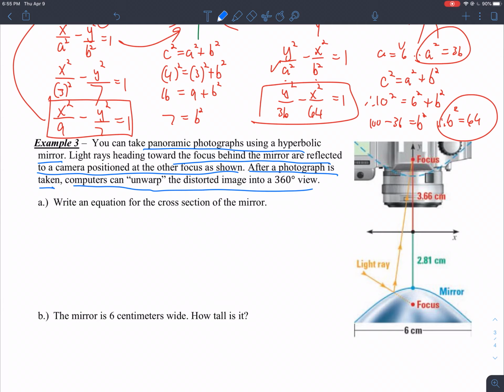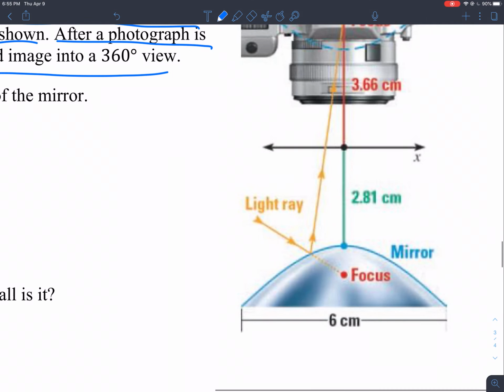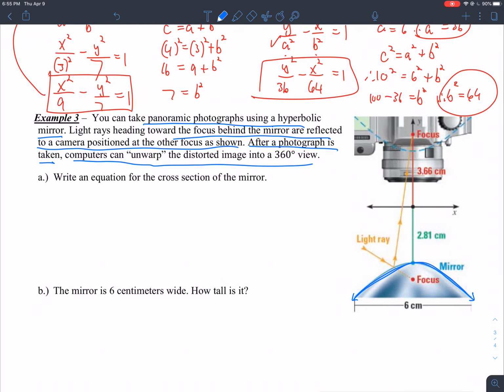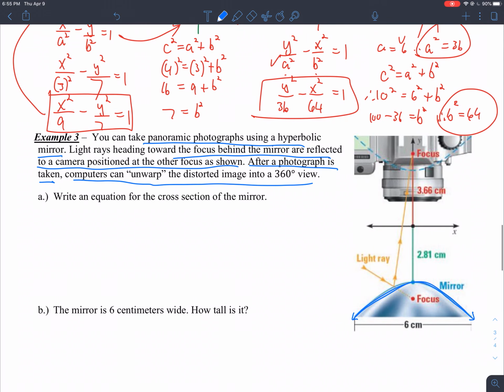Write an equation for the cross section of the mirror. Okay, so here's the mirror. I'm writing an equation for the cross section. So basically I'm writing an equation for this thing and pretending like it carries on forever, because our hyperbolas carry on forever. Okay, so write an equation for the cross section, and you were given some information. So maybe the information is not that clear sometimes to students.